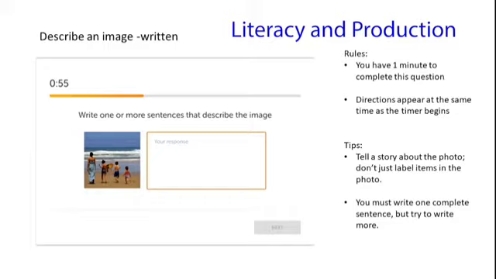And the tip for this one is very similar to the speak aloud. They want you to do more than just label what you see. So instead of saying there are 4 people, describe what the relationship between the 4 people is. Instead of saying they're facing the oceans, talk about their day at the beach. Use your creativity and come up with something a little bit more than the basic statement to say about this photo.